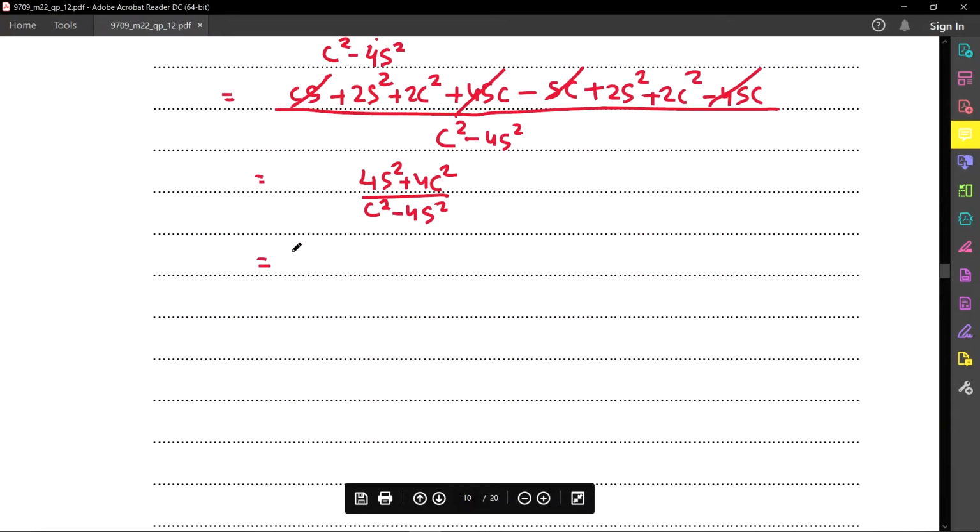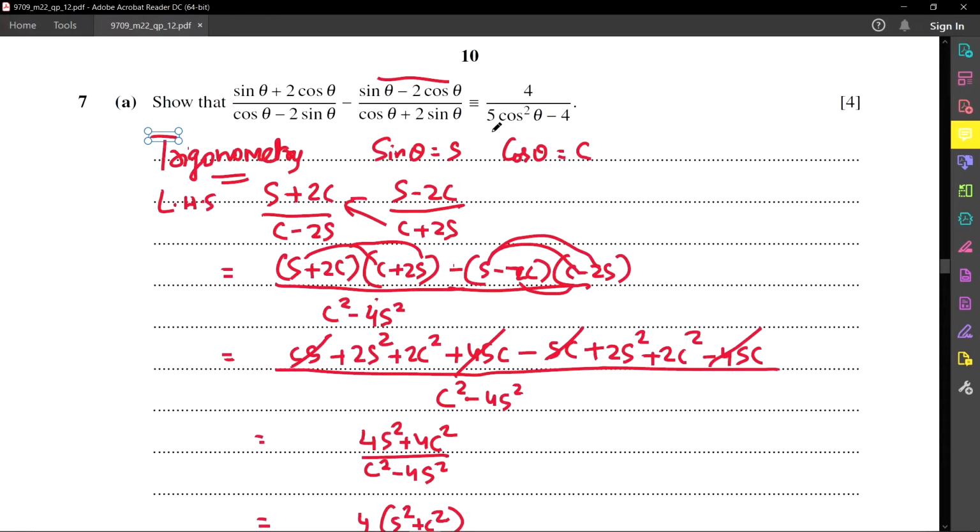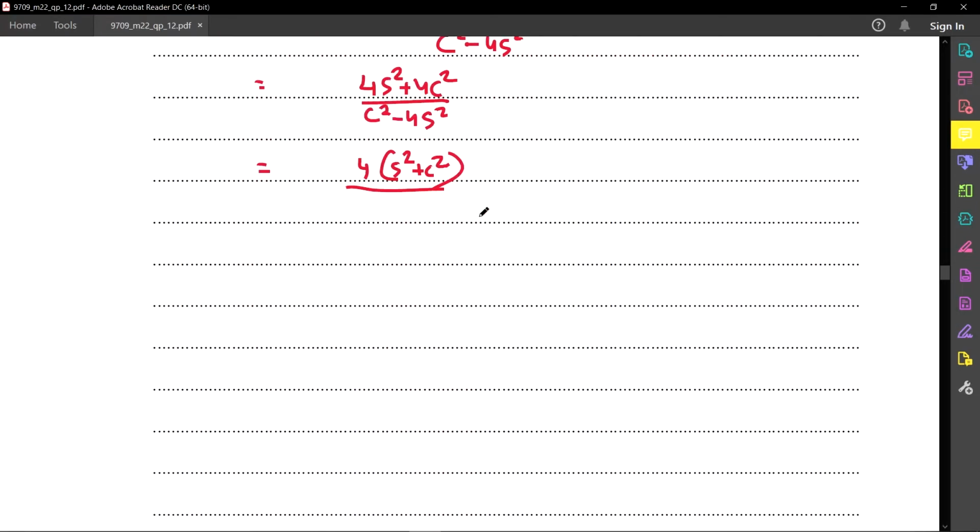So that will give you, you can pull out 4 common, sine square plus cos square. And here the denominator is completely asked in terms of cos. So convert the sine to cos. So cos square minus 4 into 1 minus cos square. That will give you, sine square plus cos square is 1. So 4 into 1 divided by cos square minus 4 plus 4 cos square.